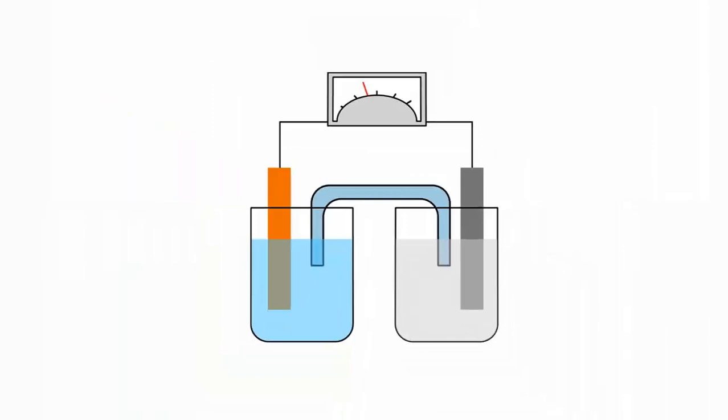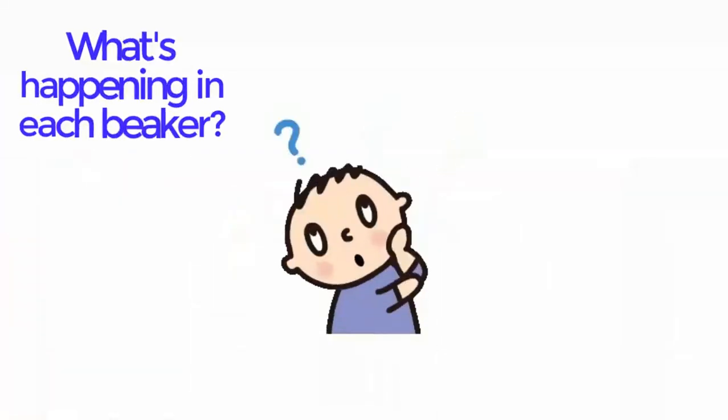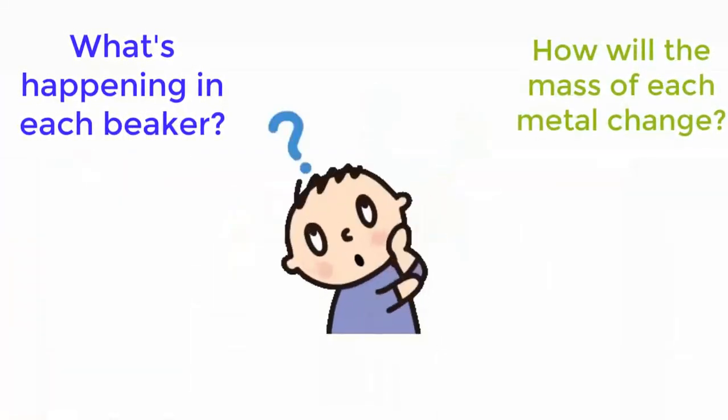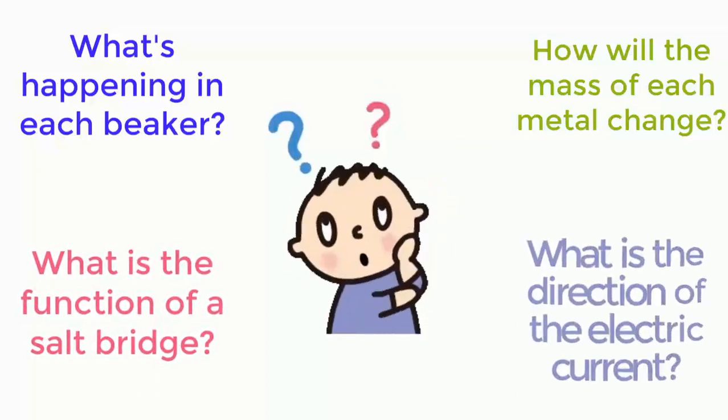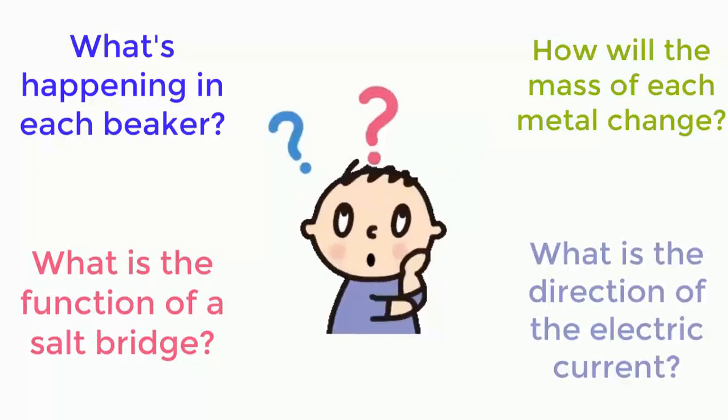Looking at this galvanic cell, you will feel that it's quite easy. However, there is a lot going on. For example, what's happening in each beaker? How is the mass of each metal changing? What is the function of the salt bridge? And what is the direction of the electric current? Let's answer those questions. So what is happening in each beaker or in each half cell of this galvanic cell?